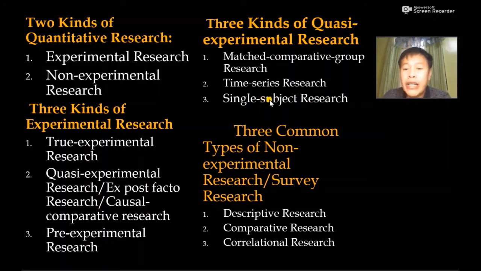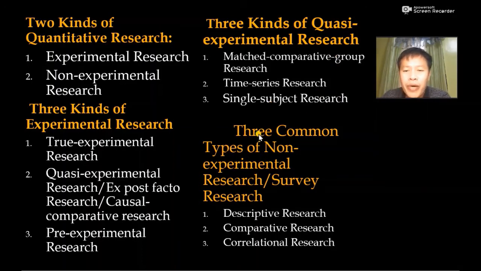You have only one group under investigation, and that is single subject research. And these are the three kinds of quasi-experimental research. And in the next video, we are going to explain what is the meaning of quasi, how quasi is different from pure experimental.